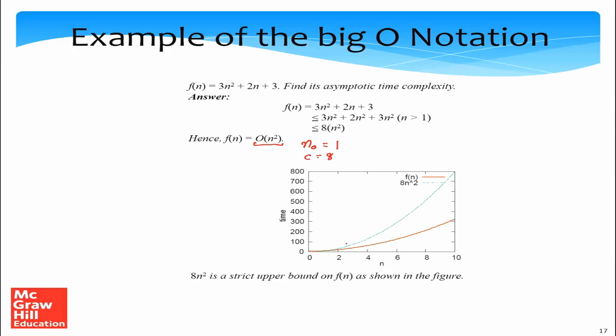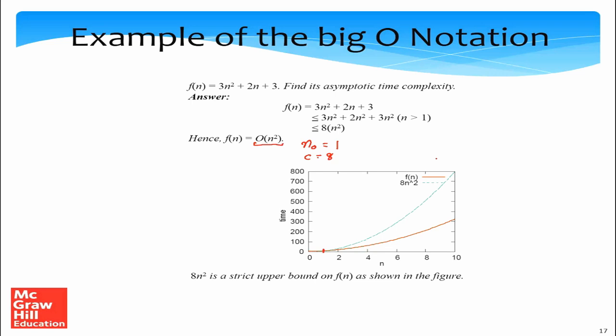So if we plot the graphs, we'll notice an interesting thing, that after this point 1, which will roughly be here, we can see that f(n) is clearly less than, I'm sorry, 8n square. So 8n square is this green curve over here, and f(n) is the red curve. We can see that 8n square is clearly greater at all points as compared to the original function f(n). So we can say that 8n square is an upper bound on f(n) as shown in the figure.